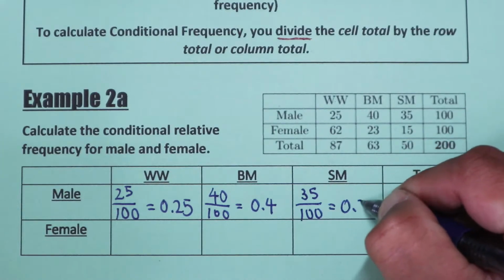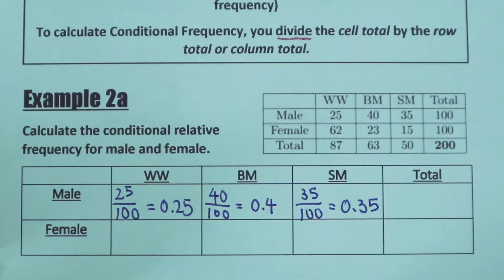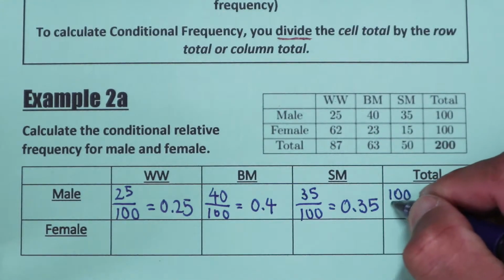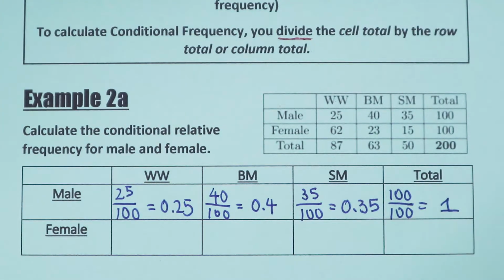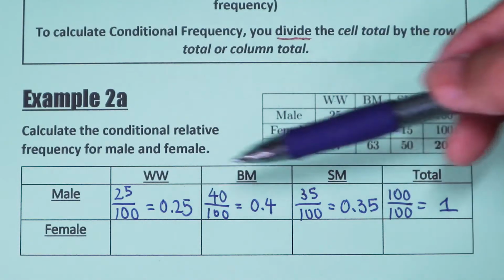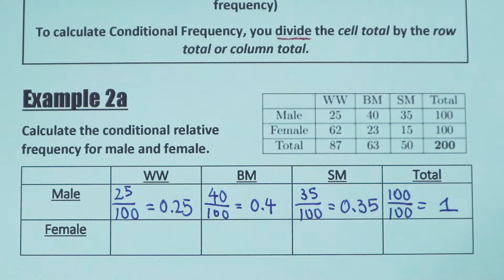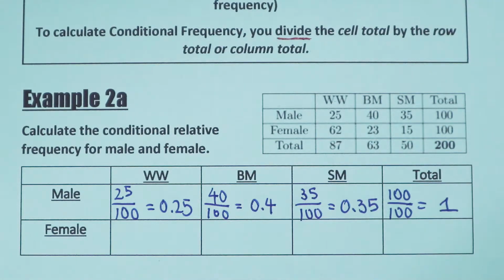Then the total, there are 100 males, and there's 100 of them, so 100 over 100, which is just 1, right? Total is 1. And of course, if you want to express them in percentage, that's fine too, but I think on your Pearson's homework, it'll ask you to write it as a decimal or a percentage. So this says 25%, but you're going to write it as 0.25. This is 40%, you're going to write it as 0.4, and so on and so forth.